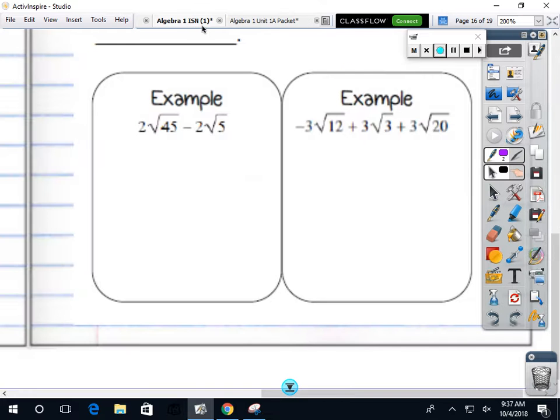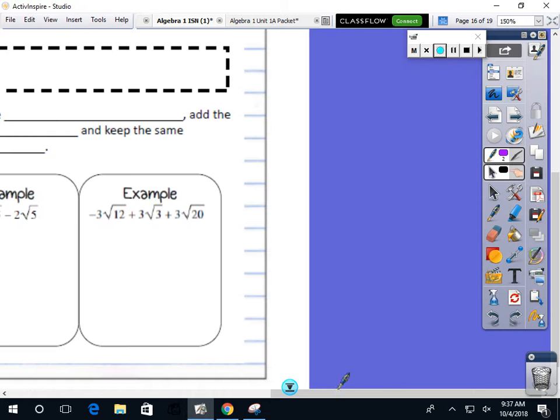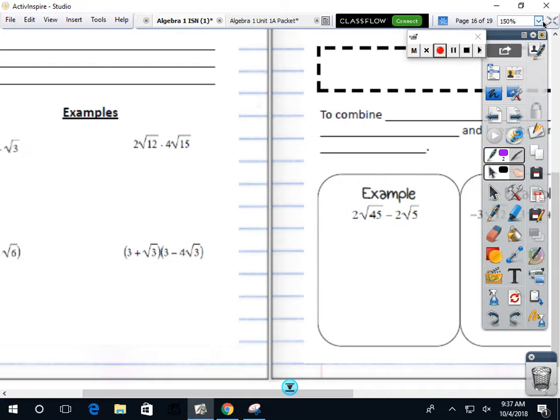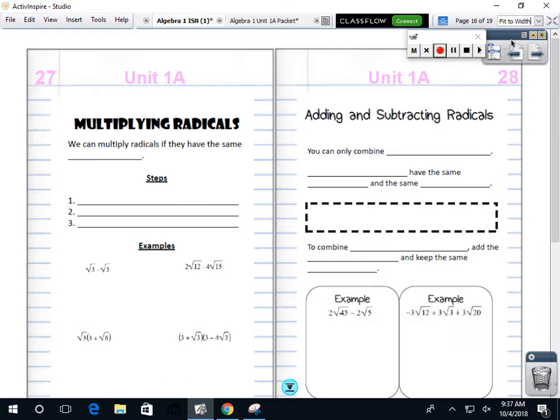So go back to your interactive notebook and go over to page 27. And don't forget, if you haven't already, both of these are Unit 1A, so you can title the top of these pages Unit 1A and then make sure you've numbered them. And now we're going to talk about multiplying radicals.